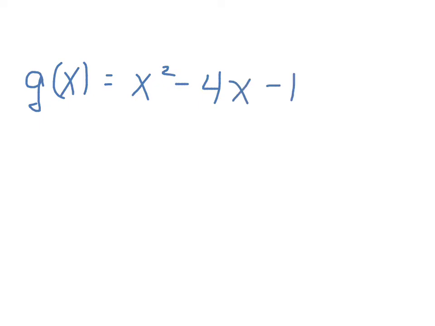The second half of your assignment is going to look like g of x equals x squared minus 4x minus 1. The directions are going to say, write the quadratic function in vertex form. Then identify the vertex. Every one of those problems in that section will be in standard form. You need to rewrite it in vertex form.